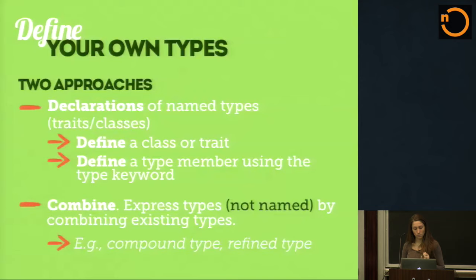Another way to make a type is by combining other types. So you can make a compound type or a refined type, which is, a compound type is basically the union of two types, and a refined type is sort of fudging a type that already exists, and I'll show you that later. So these are the ways you can make types.